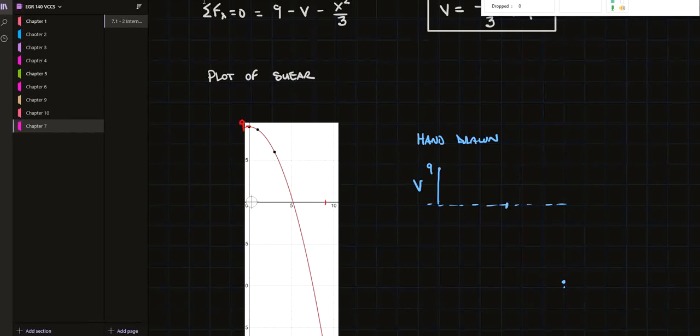We cross somewhere around here, and this is a second order function. So this is minus 18. And now when we hit this point, we can push up. So this is a plot of the shear diagram.